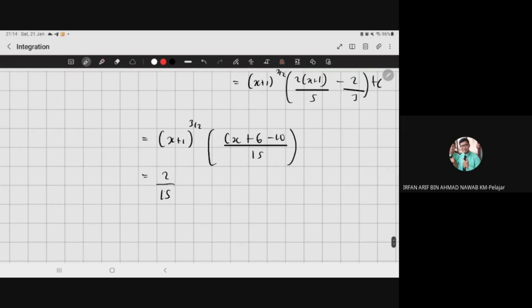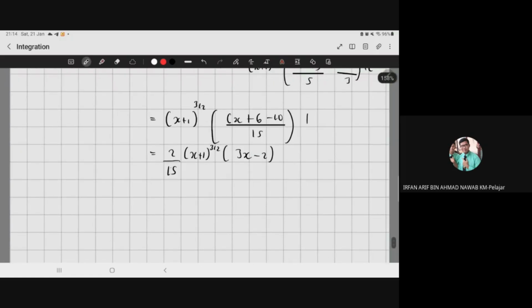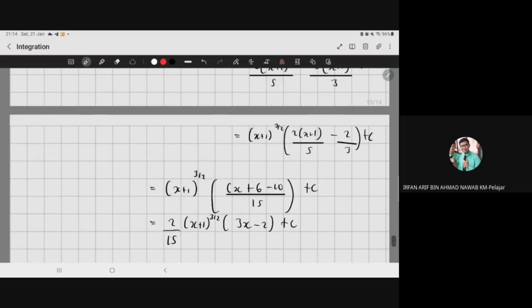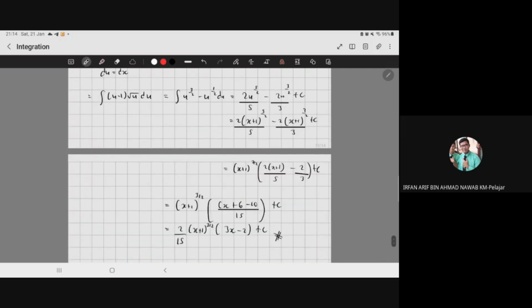Now here, you will get x plus 1 to the power of 3 over 2, and you are left with 3x minus 2 plus c. I'm sorry, I forgot my plus c here. And there you go. So both techniques will give you the same value for the integral. But you have to simplify first, then you could see that both techniques work. So any questions so far? If there are no questions, I could move on to the next question.